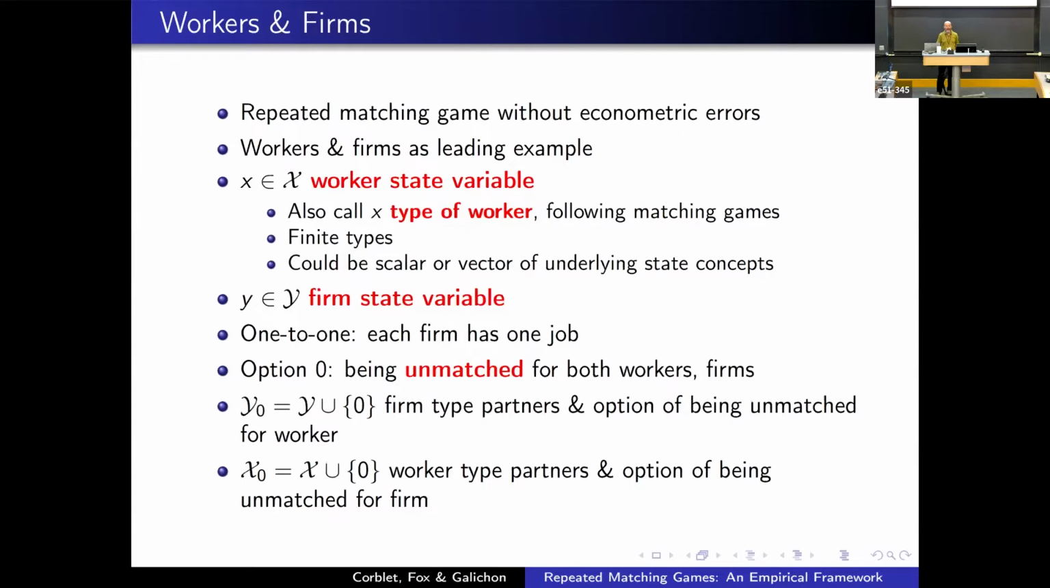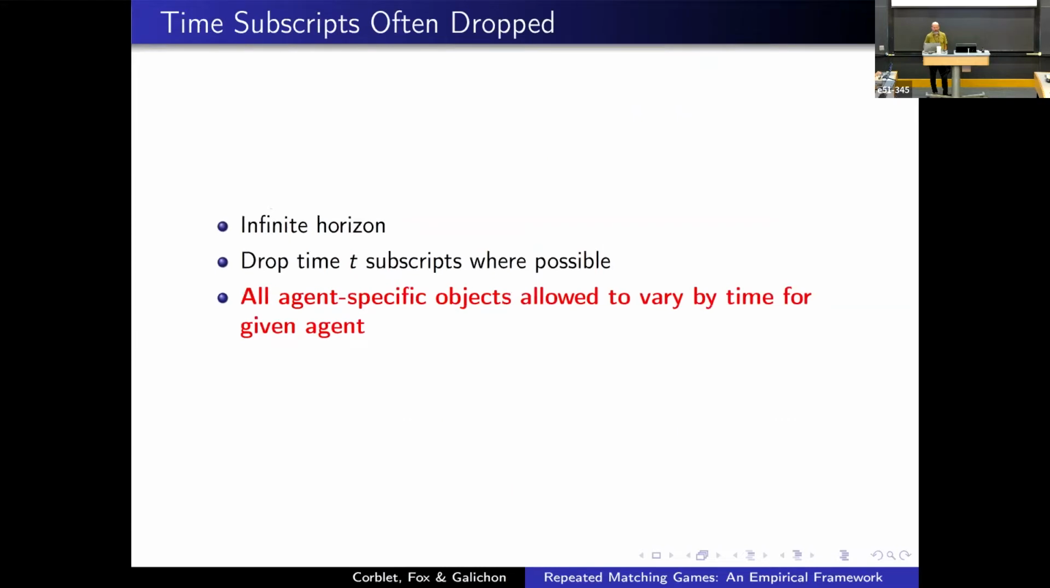And then we'll call capital script Y0 the union of this option of being unmatched and all of the firm types, and those are the choices that a worker can make each period. And the choice set of a firm then is capital script X0. It's the union of all the worker types that a firm can hire and the option of being unmatched. Okay, so we're going to have an infinite horizon model.